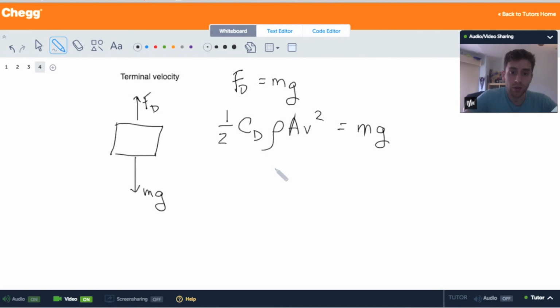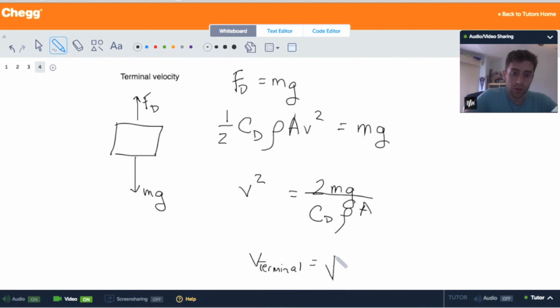We can solve for the terminal velocity by moving some stuff over, and we get 2mg over the drag coefficient, density of air, and the surface area equals v squared. And we can get that v terminal is equal to the square root of 2mg over C rho A. And that's how you would solve for the terminal velocity of an object when the drag force is equal to the downward force due to gravity.